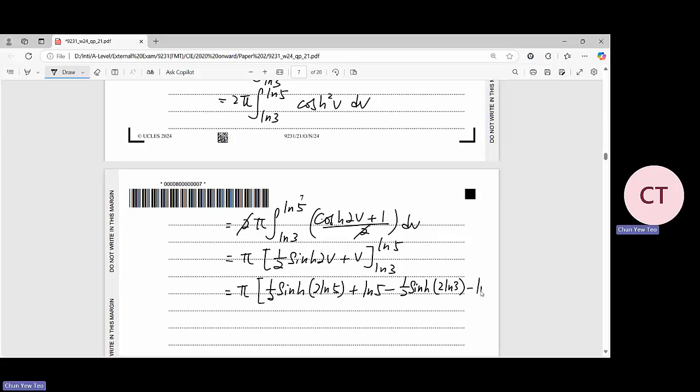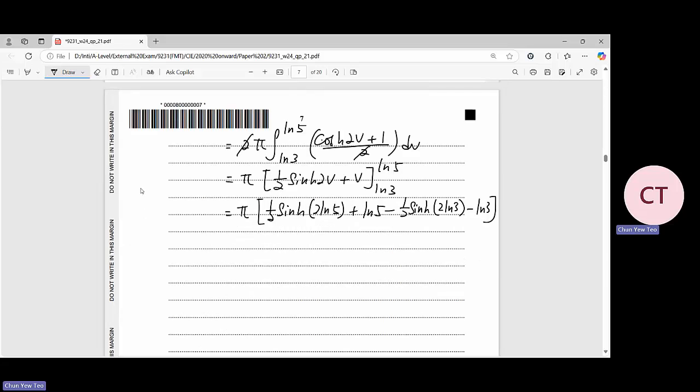Minus ln 3. Okay, so we need to use the calculator. You can use the calculator to press sine 2 ln 3. Just a remark here: sine 2 ln 5, by using the calculator, will give you 312/35. Then sine of 2 ln 3, by using the calculator, you can get 40 over 9.